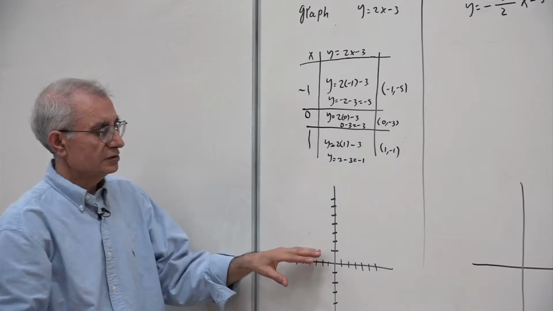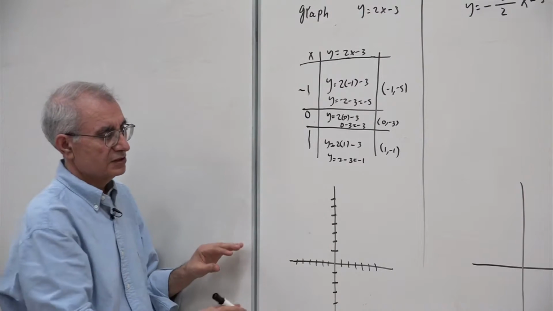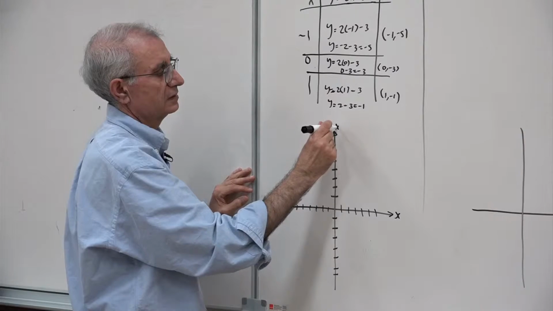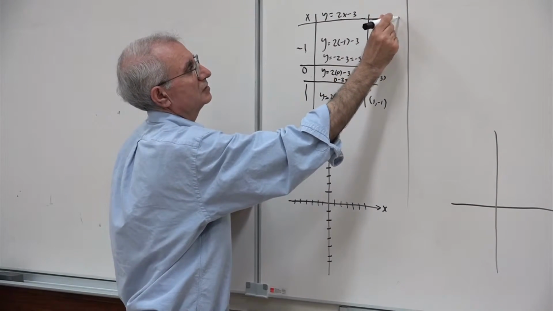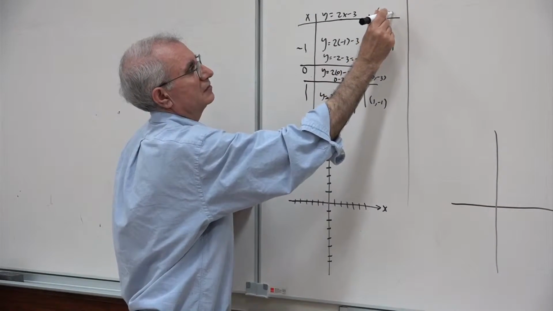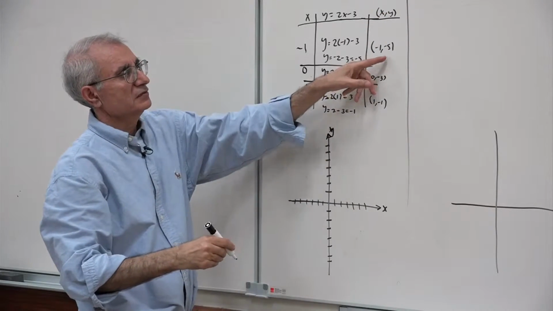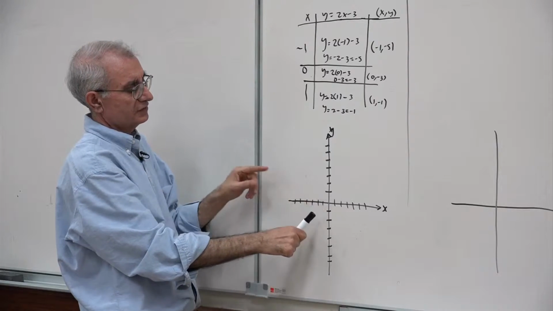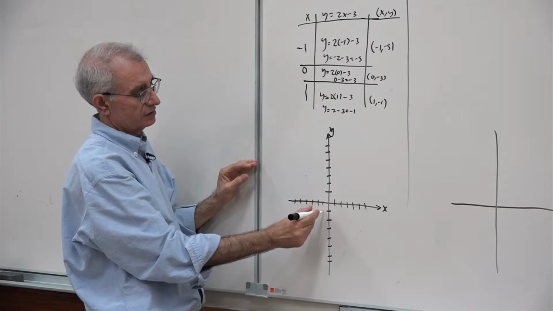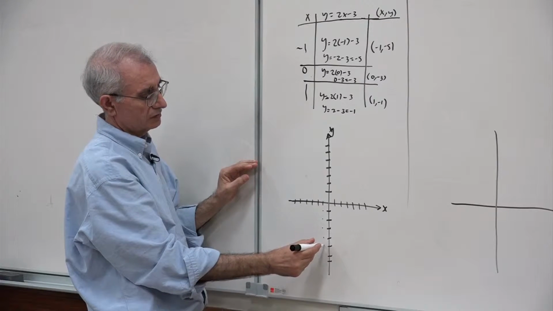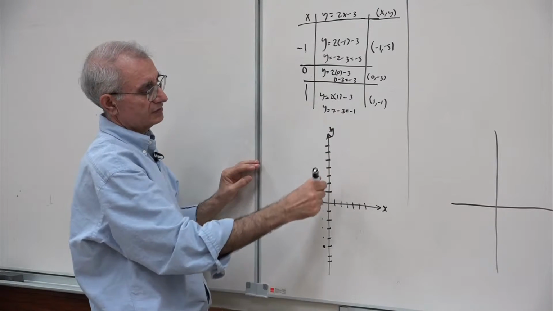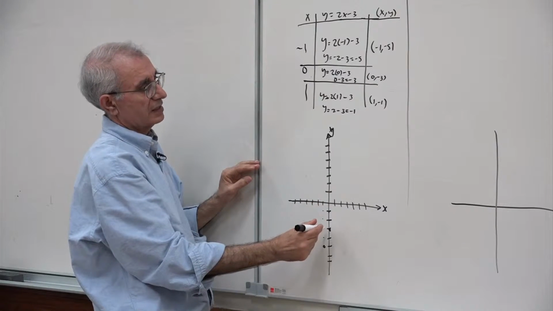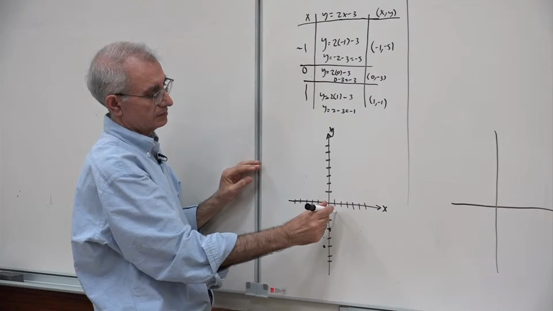Then all you need to do is plot those points on the graph. This is called the x-axis, and this is called the y-axis. And in these points, the first one is always your x, and the second one is always your y. So to plot negative 1 and negative 5, you go 1 unit to the left, 5 units down: 1, 2, 3, 4, 5. Then 0, negative 3: 0 is here, go down 3, 1, 2, 3. And then 1 and negative 1 is here.